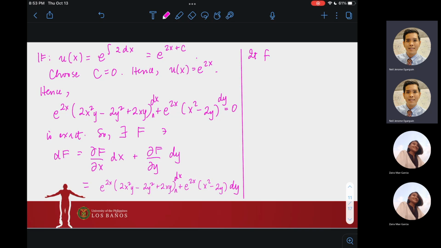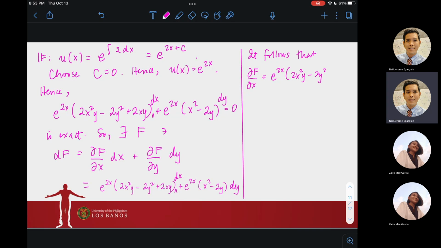It follows that, naubusan na ako ng mga connective. It follows that yung partial ni f with respect to x ay equal kay e to the 2x times 2x squared y minus 2y squared plus 2xy. Okay? So ito dapat yung partial ni f with respect to x.